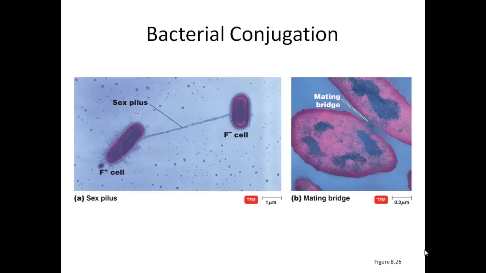Another way in which DNA can be exchanged between bacterial cells is through conjugation. In this process, a sex pilus is used to bring two cells close to one another, and DNA is exchanged across a bridge in the membranes. Like transformation, the new DNA can be incorporated into the genome of the cell.